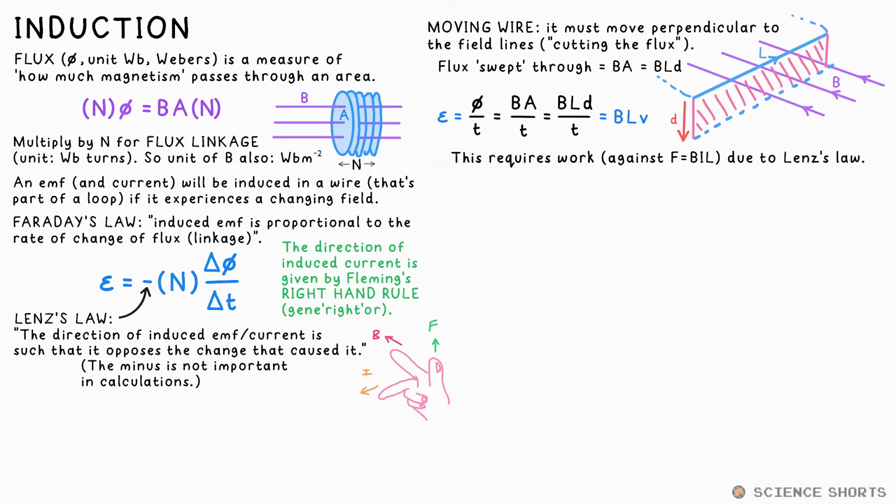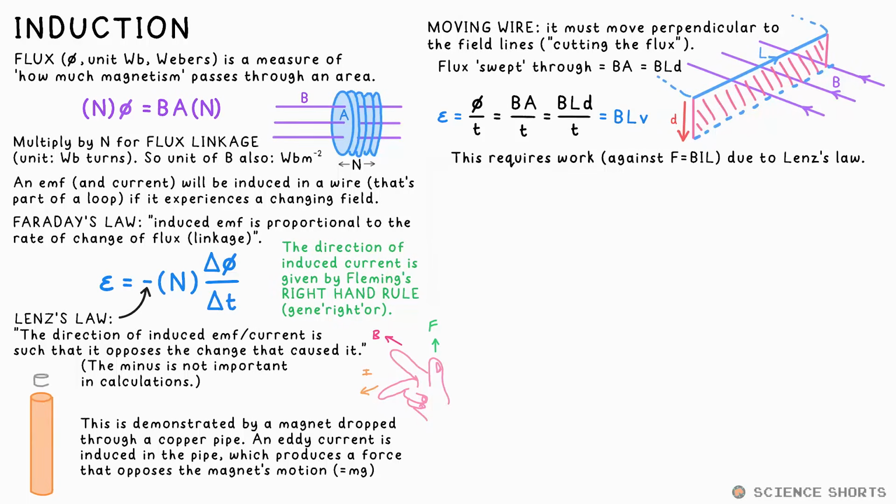Fleming's right-hand rule tells us the direction of current induced. Same fingers, with the thumb being which way the wire is being pushed. Another example of Lenz's law is a magnet falling through a copper pipe. The pipe experiences a changing magnetic field and an eddy current is induced in it. That just means little circles of current. This produces a magnetic field of its own that opposes the motion of the magnet. That's why the magnet falls slowly through it at a constant speed.